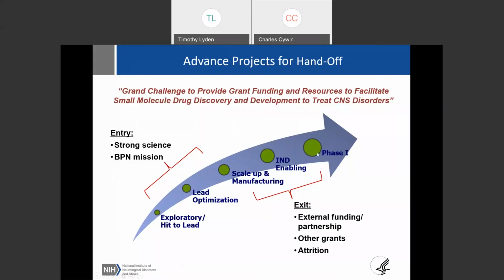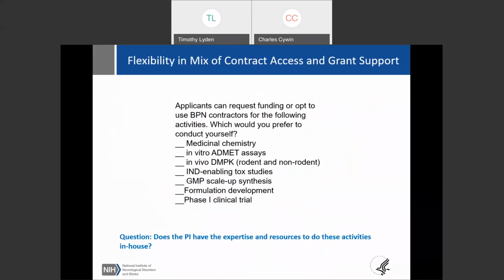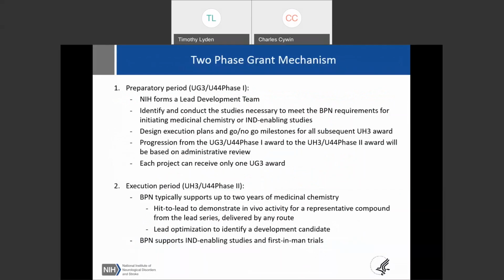It is a milestone-driven program, which is important to note. It does mean some projects do end up with attrition because they fail to meet scientific milestones. We're not making progress. We just can't justify moving forward with the project. And that does happen occasionally on projects, as it would in any drug discovery project. I've already talked about this, a mix of flexibility. You just need to tell us what your expertise is and what resources you need and want to do in-house. I recommend talking to us early and often.